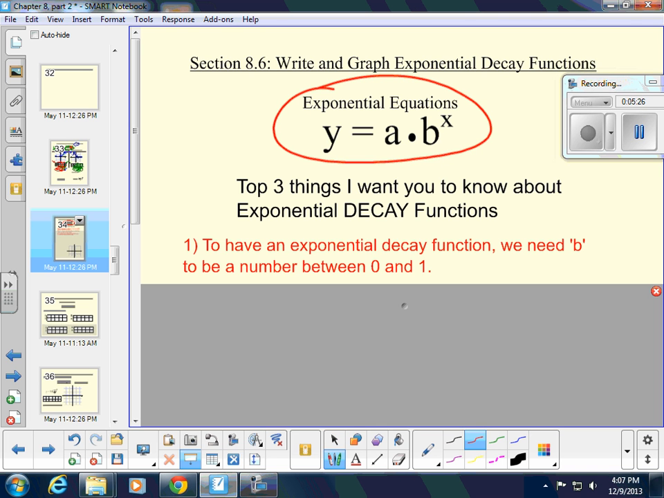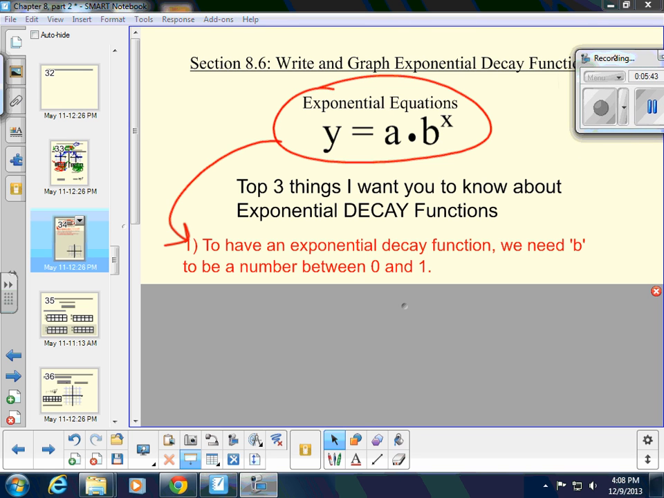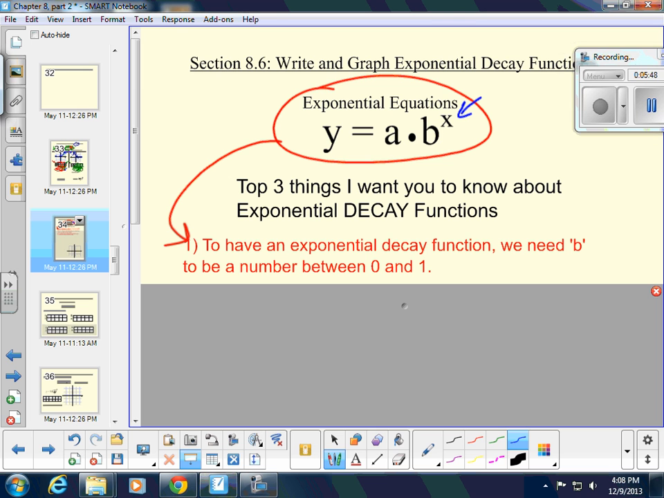Again, they set up like exponential equations. All exponential equations have roughly the same form, but to be an exponential decay function, we need b to be a value between 0 and 1. That's what's going to make it always decrease the value of y as we increase x. As I keep plugging in bigger and bigger numbers for x, what will make this an exponential decay function, where our population or our money amount or whatever it is goes down as time goes on, is that this value of b has to be something between 0 and 1. Because again, it's almost like taking a percent of that number every time, and that's what's making it decrease.